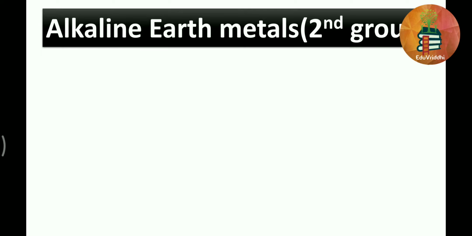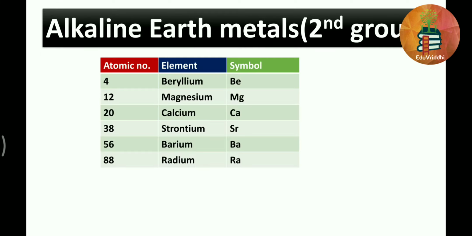Next, let us study how to remember the names of alkaline earth metals, that is, second group elements. So these are the second group elements: beryllium with atomic number 4 represented as Be, magnesium with atomic number 12 represented as Mg, calcium with atomic number 20 represented as Ca, strontium with atomic number 38 represented as Sr, barium with atomic number 56 represented as Ba, and finally radium with atomic number 88 represented as Ra.